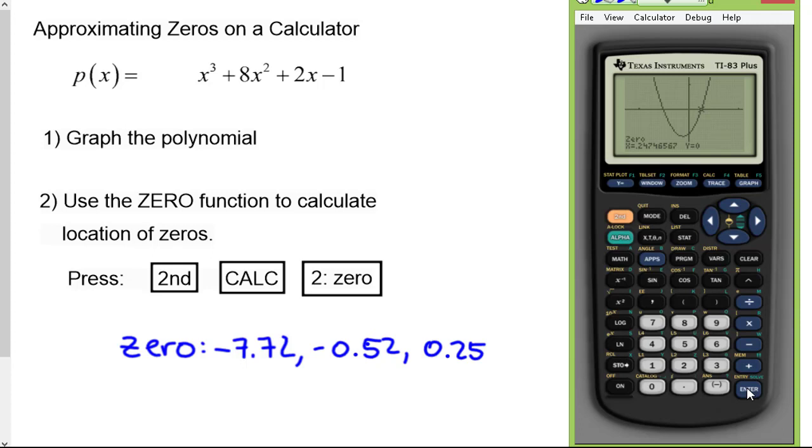So just remember, if you're approximating any zeros, make sure not to use the trace feature. It seems like it would work. You know, for instance, if I hit trace, move my cursor around, seems like it would work, but it doesn't always land directly on a 0. Let me bring it over here and show you this one. So it gets pretty close to where that 0 is, but not exactly.